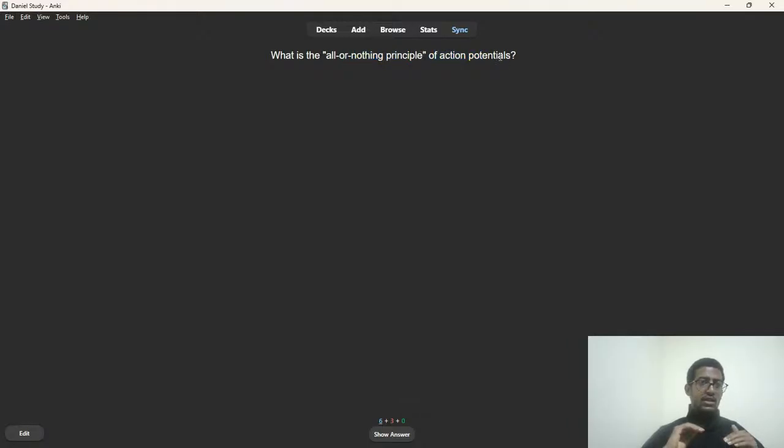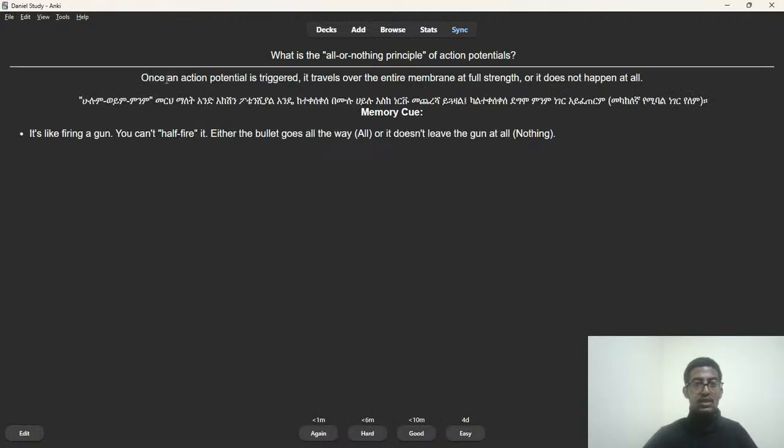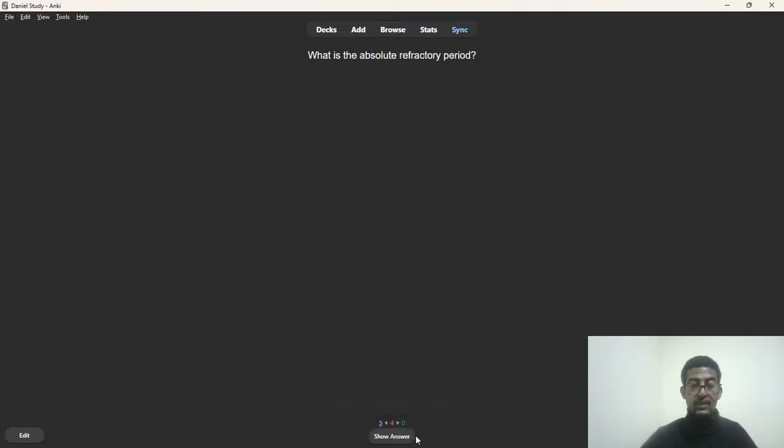Alright, so what is the all-or-nothing principle of action potential? Once an action potential is triggered, it travels over the entire membrane at full length, or it doesn't happen at all. So it's like firing a gun. You can't half fire it. Either the bullet goes out, or it doesn't leave the gun at all. That's good. The example is good.